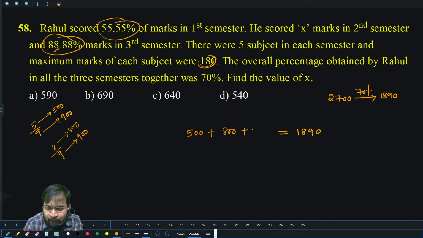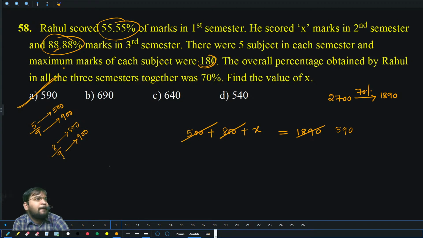In the third semester how many marks did he get? X marks. So 800 plus 500 is 1300. If you subtract 1300 from 1890, 590. So your answer will be 590.